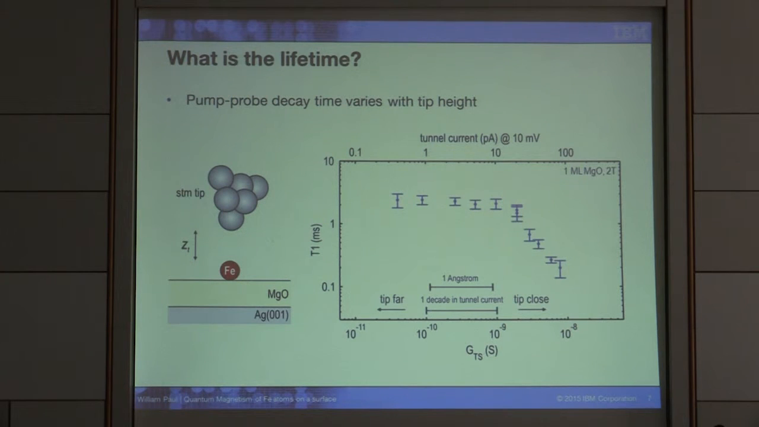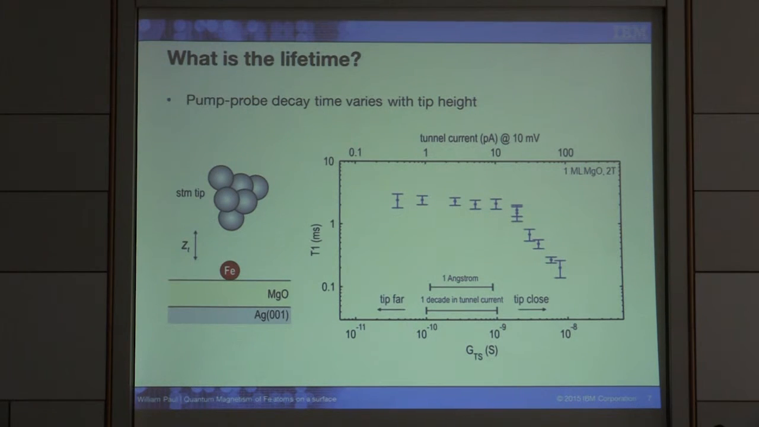So this is lifetimes for iron on 1 monolayer of MgO. And you see that there's a very strong tip dependence when the tip is close to the atom. But then it plateaus to a value that's independent of the tip proximity when the tip is far, and that plateaus at 2 or 3 milliseconds at this given field. So what's going on as a function of tip height?